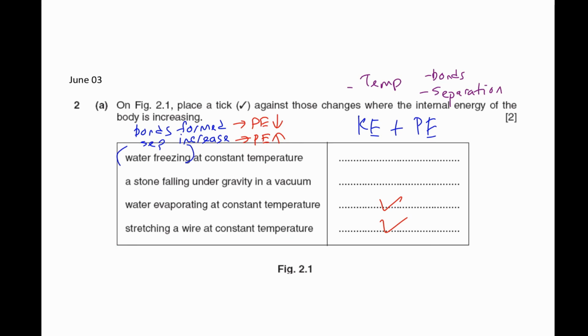Stretching a wire at constant temperature. So temperature constant, KE is constant. But when you stretch a wire, we know that the separation between the molecules gets further apart because the whole wire is longer now. So separation increases, so PE increases. So therefore, the internal energy increases.